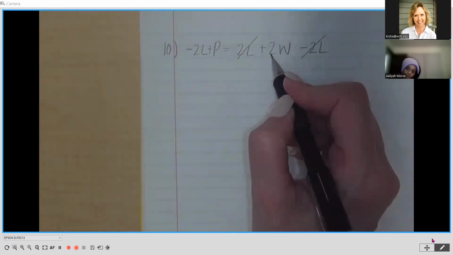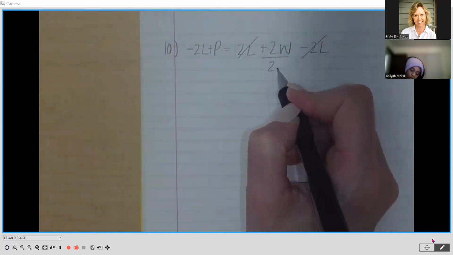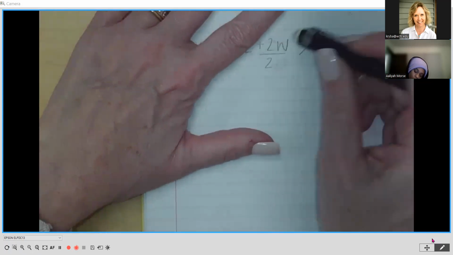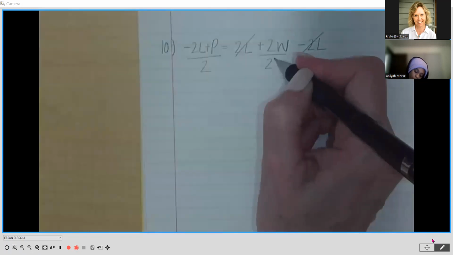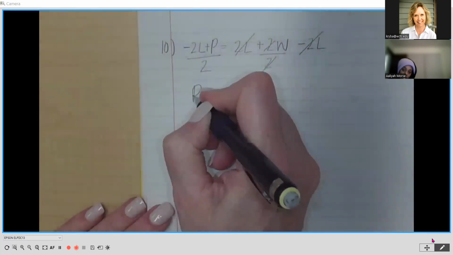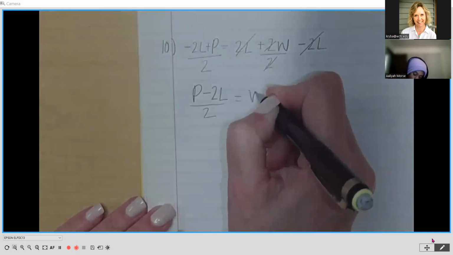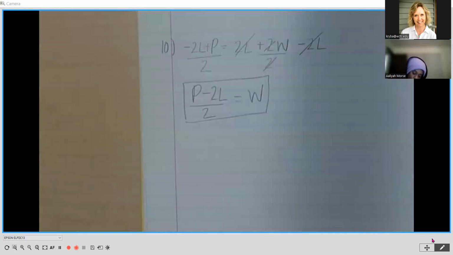And then we've got 2 times W and we want to solve for W. So we're going to divide both sides by 2. So it cancels on the right-hand side. You'll notice here that the way that I wrote it, I have a negative 2L out front. Usually you don't want to lead with a negative unless there's 2 negatives, but in this case we have a positive. So we would start by doing P minus 2L divided by 2 is equal to W. And that would be the problem.